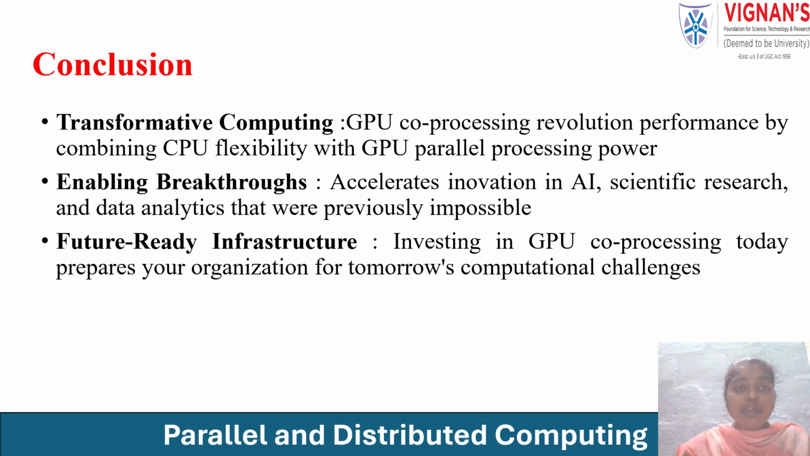Conclusion. Transformative computing. GPU coprocessing revolutionizes performance by combining CPU flexibility with GPU parallel processing power, enabling breakthroughs and accelerating innovation in AI, scientific research, and data analytics that were previously impossible. Future ready infrastructure. Investing in GPU coprocessing today prepares your organization for tomorrow's computational challenges.